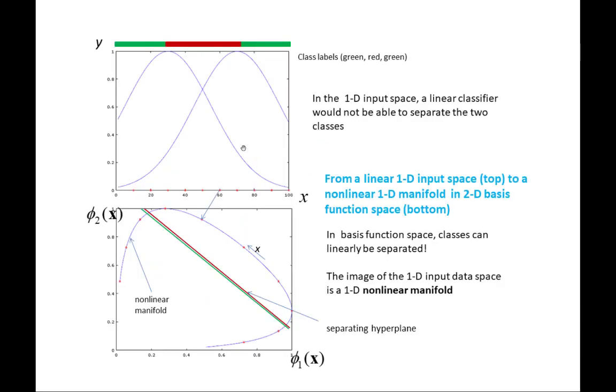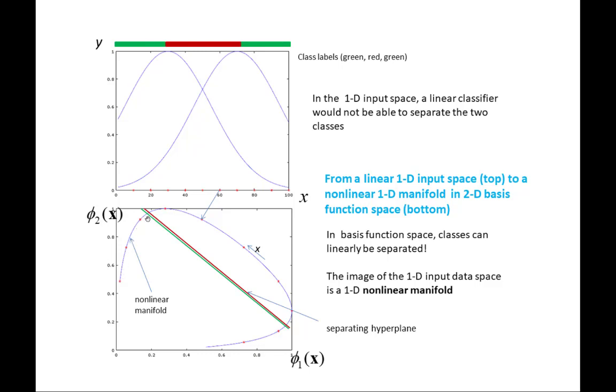And if you look at how the input data looks, so here are the input data. Here we have the non-separable classification problem. Here should be green, then red, then green class. If we use these 2 basis functions and we look in basis function space, so this is the activation of the first basis function, this is the activation of the second basis function.